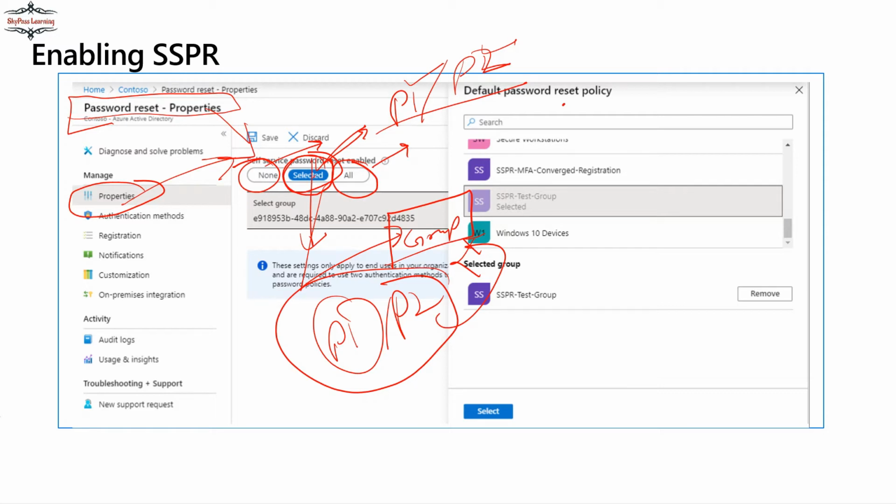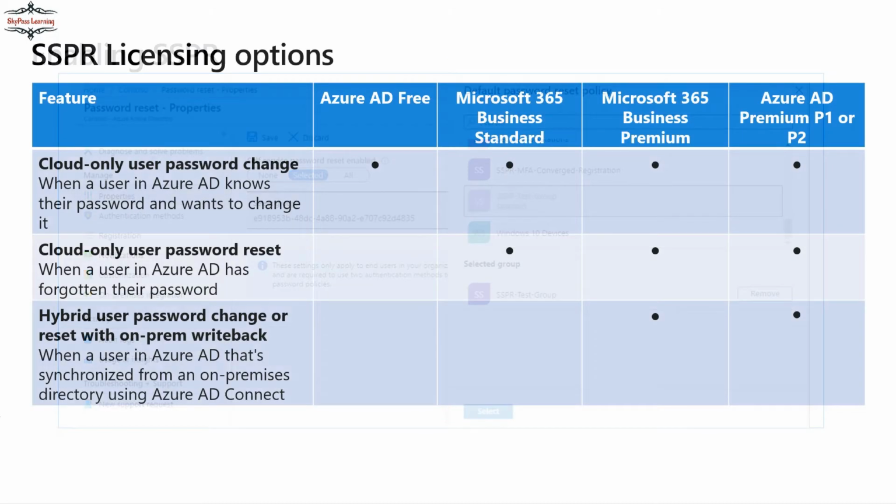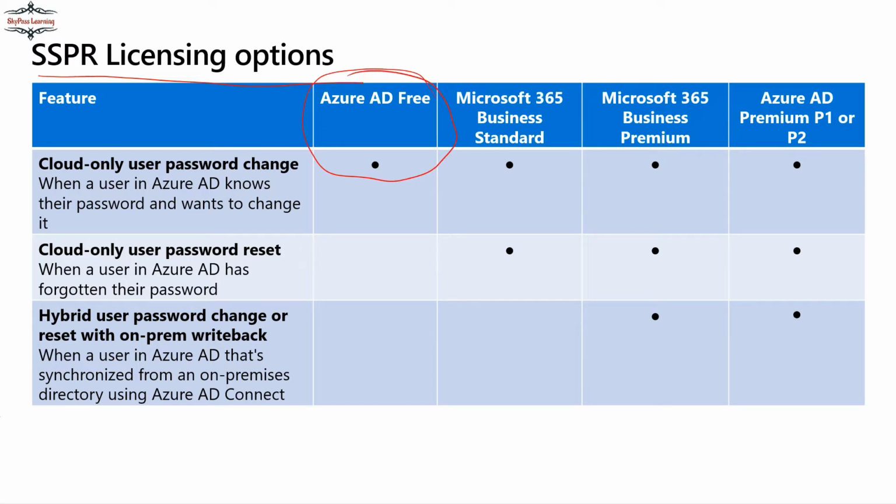I will show you how we can do it in the portal. Here you can see there are certain SSPR licensing options available from Microsoft. For cloud-only users, the change password option applies. This is the situation for the Azure AD free licensing. Whereas if you have Business Standard, Business Premium, or Azure P1 or P2 license, then you will get password reset and the write back feature as well for on-prem. So this is the situation once you have a hybrid environment.